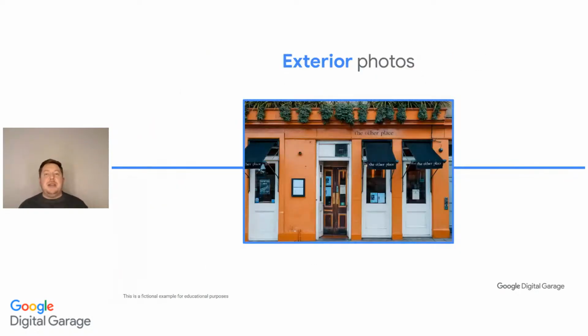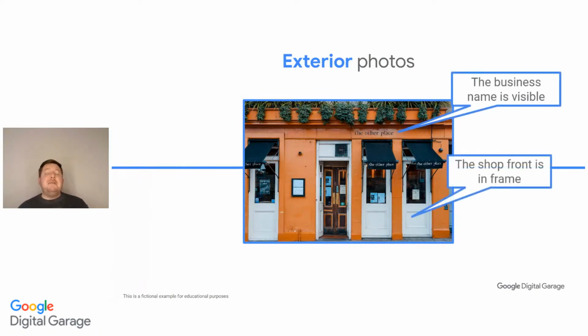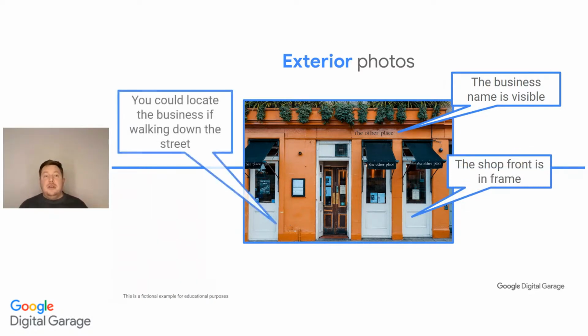Spend the time on these pictures. Exterior photos, the name of the business is visible. The shop front is everywhere, so you can see it in the entire frame. You could locate the business walking down the street by just seeing this orange, the green, and the black. And then you get nearer and go, yep, that's the place I'm looking for.